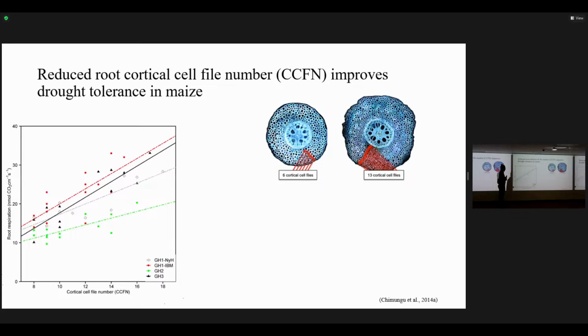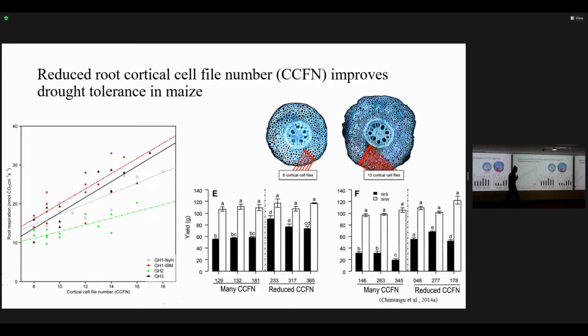So we came to this hypothesis because in 2014, Chimungu showed that having a lower cortical cell file number reduced the respiration per centimeter of root segment. And since there is less respiration, the roots were able to grow longer and grow more tissues. And when they tested this in the field, they observed that under drought, the lines that had a reduced cortical cell file number performed better. They produced higher yields.